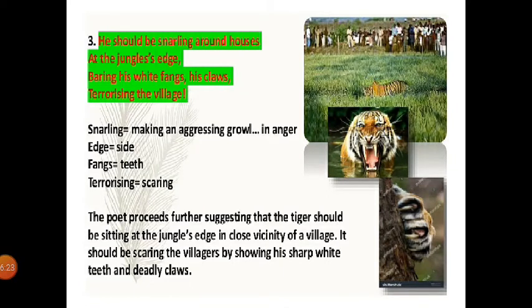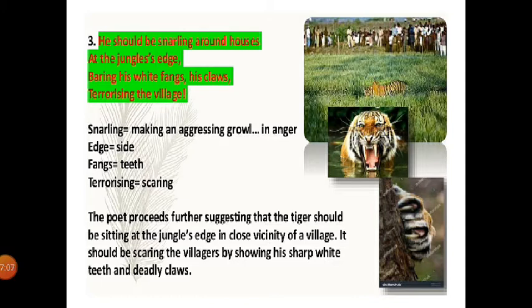The third stanza of the poem: he should be snarling about houses at the jungle's edge, baring his white fangs, his claws, terrorizing the villagers. So the poet here tells that the tiger should not be in the cage, he should be near the villages or in the jungle, snarling, making an aggressive growl in anger. The word edge is used for the side, fangs is used for the teeth, big teeth, and terrorizing is used for scaring or making someone afraid of.